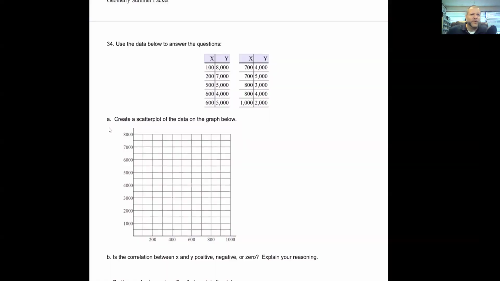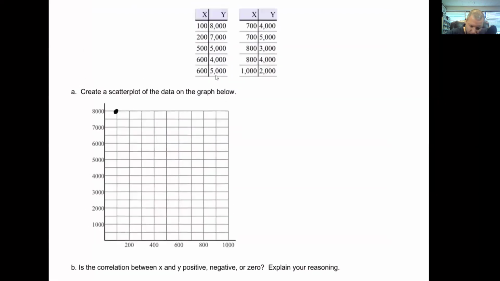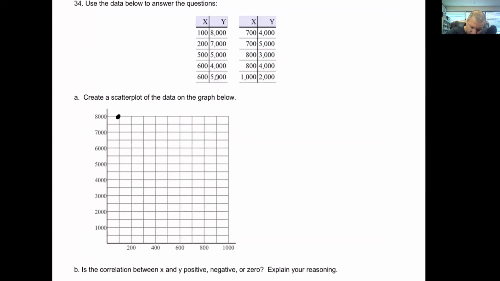All right, so for question 34, let's pretend that technology isn't a thing and do this by hand like the peasants do. So if we want to create a scatter plot, we're going to just basically plot these points out. X is 100, Y is equal to 8,000. So we would get a point right there. So we then have 200, 7,000, that's going to be there. We're going to get 500, 5,000, that's going to be there.